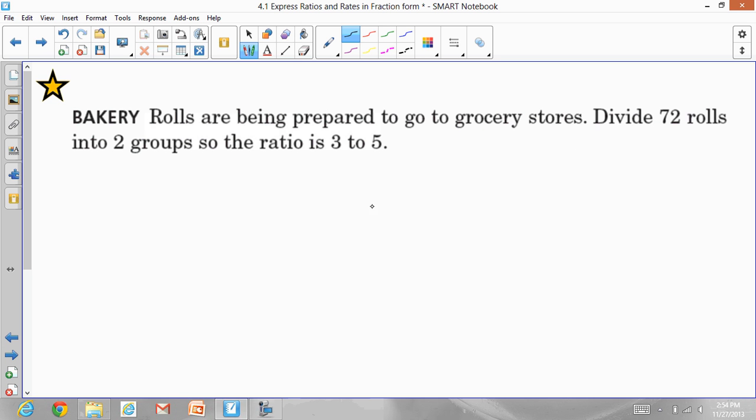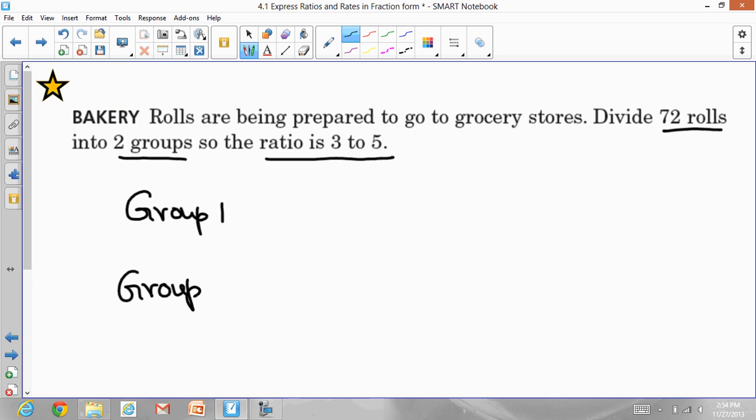Focus on the question that has been marked. Bakery. Rolls are being prepared to go to the grocery stores. Divide 72 rolls into 2 groups. The ratio is 3 to 5. So the total number of rolls that you have is 72, and you want to divide them into 2 groups, group number 1 and group number 2. The one clue they gave you is the ratio is 3 to 5. They did not say you have to divide them equally.